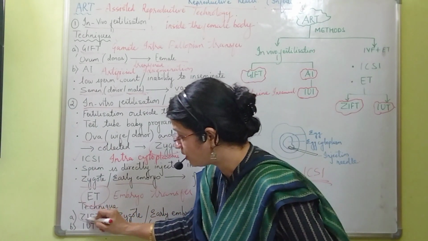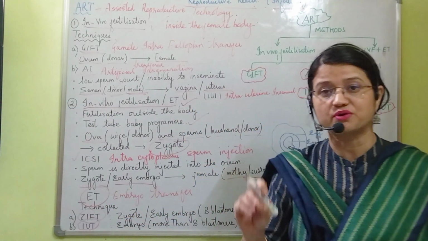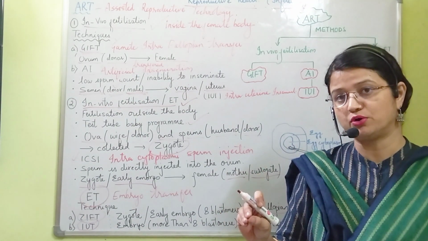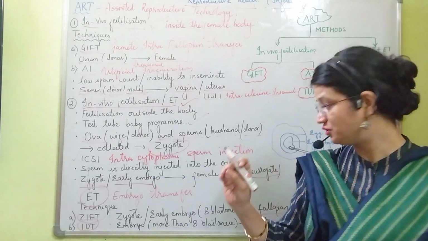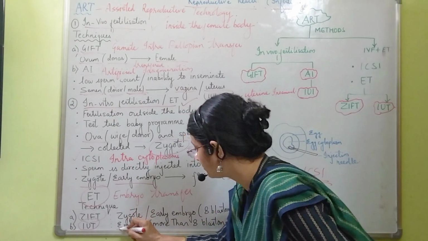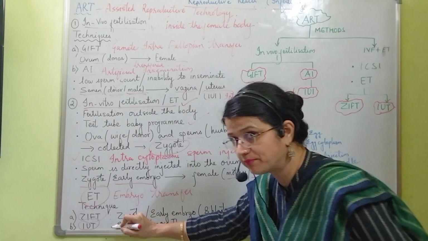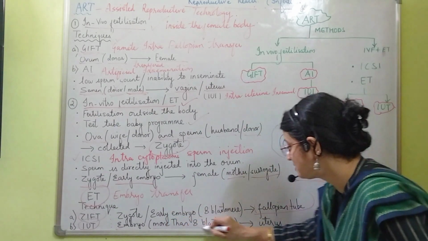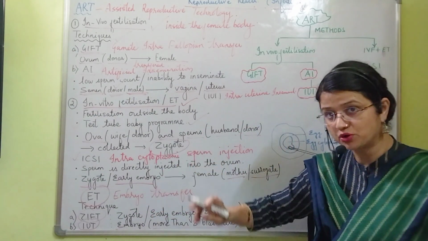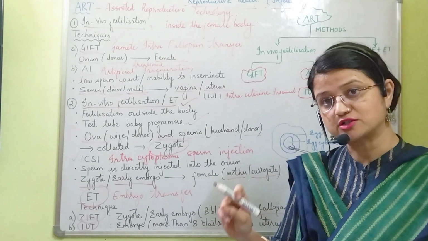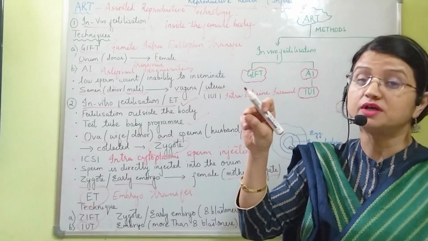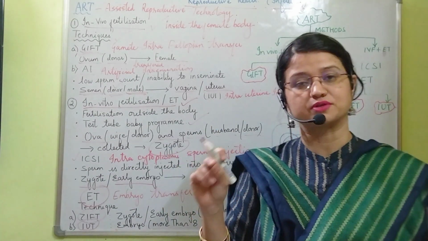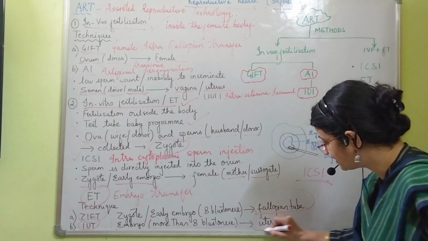Or we can do IUT, that is intrauterine transfer. Here we will transfer the embryo, sorry, not zygote, into the uterus. Which embryo? The embryo which has more than 8 blastomeres. The embryo having more than 8 blastomeres will be transferred to the uterus, and that technique will be known as IUT, intrauterine transfer. So it will be done in the uterus.